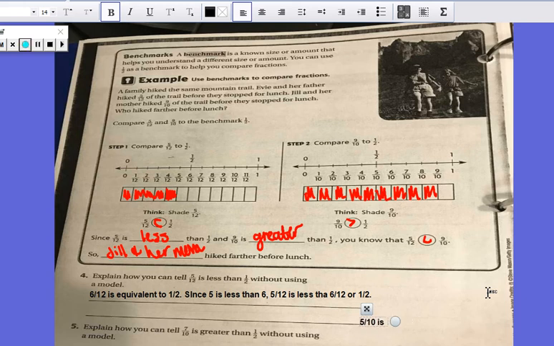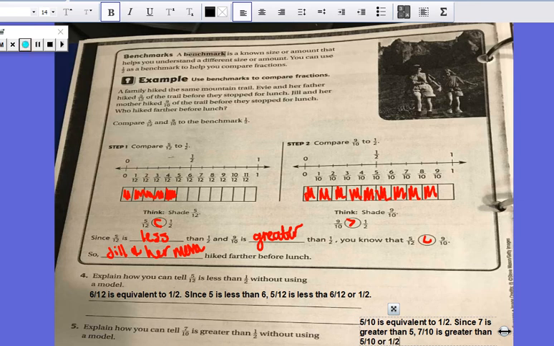5/10 is equivalent to 1/2, and then since 7 is greater than 5, 7/10 is greater than 5/10, or half. Okay.